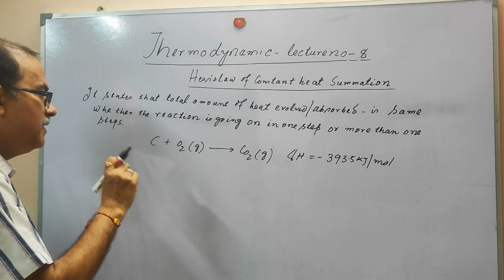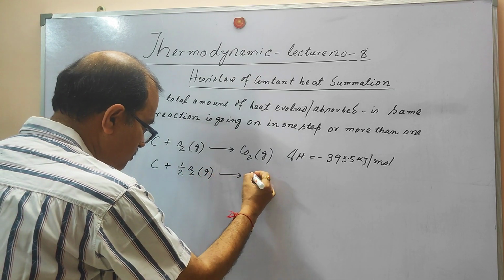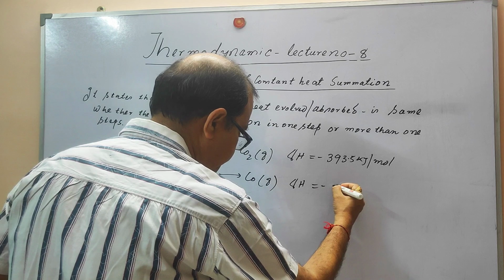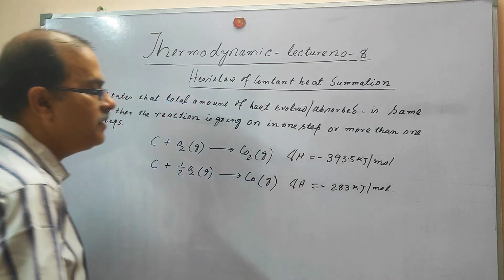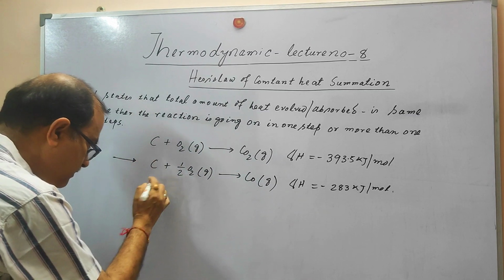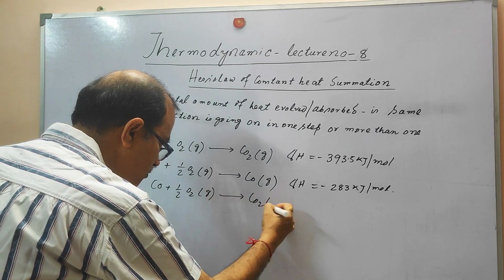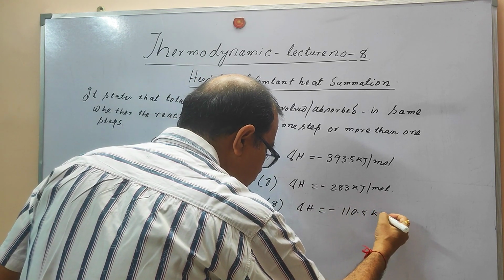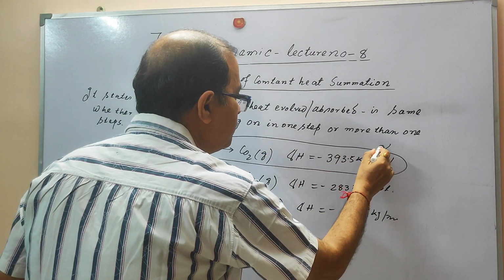Now this reaction can be carried out in two steps. First, carbon will react with oxygen and produce carbon monoxide. This is step 1, and at that time it is found to be 283 kilojoule per mole. The product has not yet been produced. Another step is involved to reach the product, carbon dioxide, CO2 gas, and the enthalpy of reaction has been found to be minus 110.5 kilojoule per mole. Now we see that in the single step you have this amount of heat evolved, right?